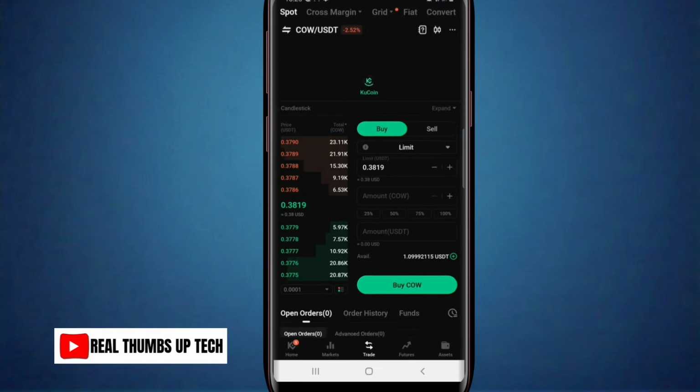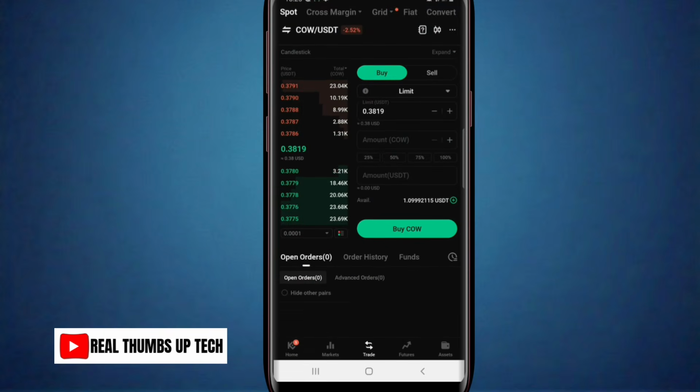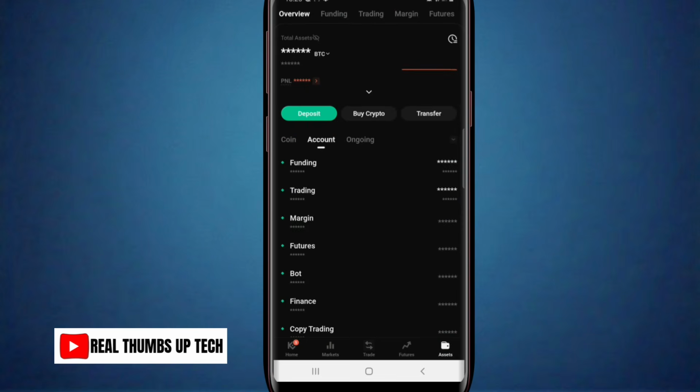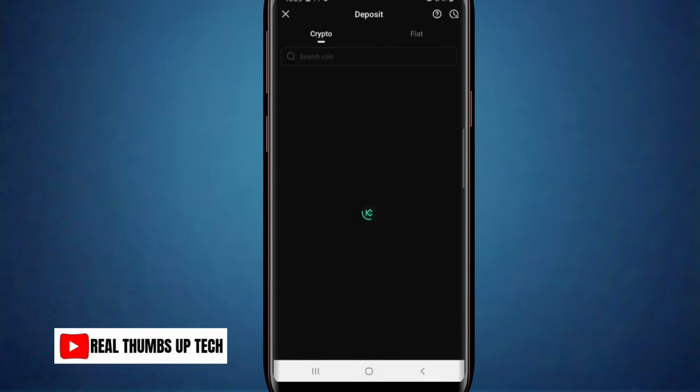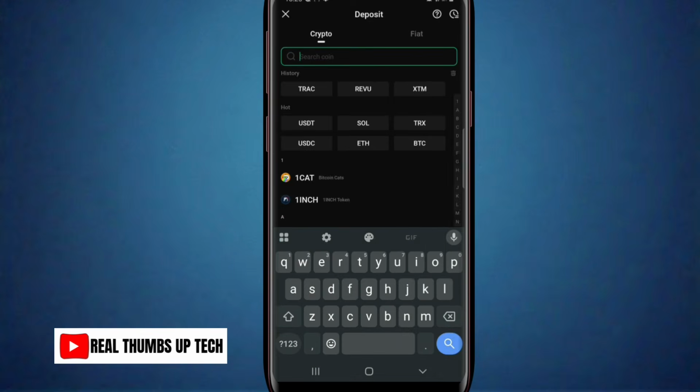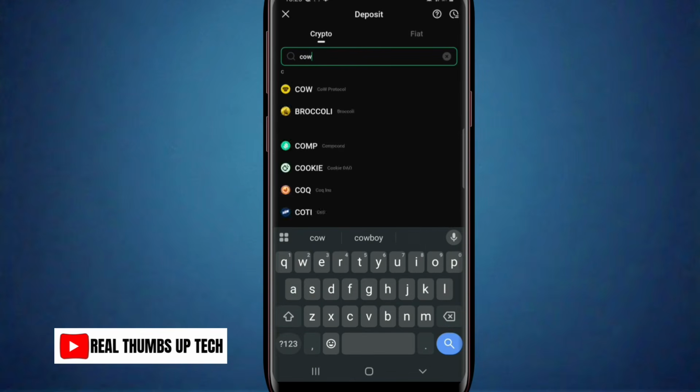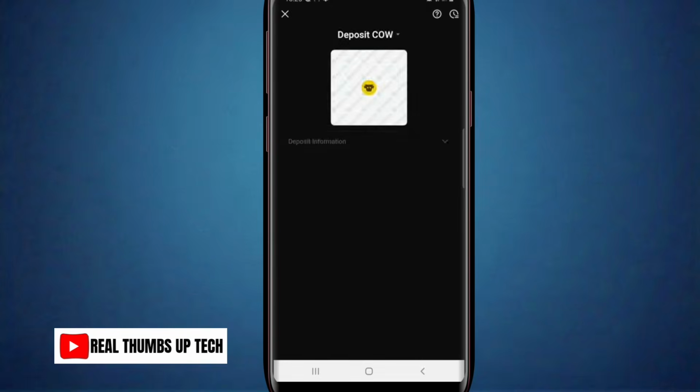And this is KuCoin, and you can see that the price is still 0.3819. Can I go over to assets? Okay, so under these assets, you go over to deposits. That is, you want to receive deposits from Binance to this place. Then what are we depositing? We're depositing COW. You type COW protocol.